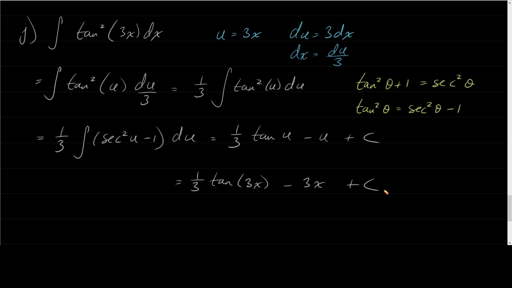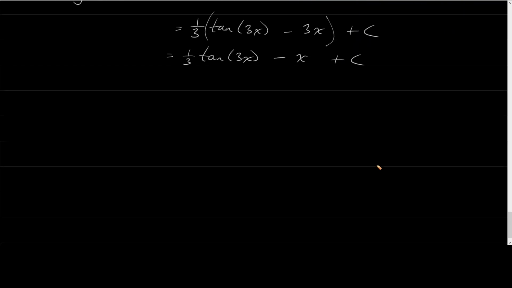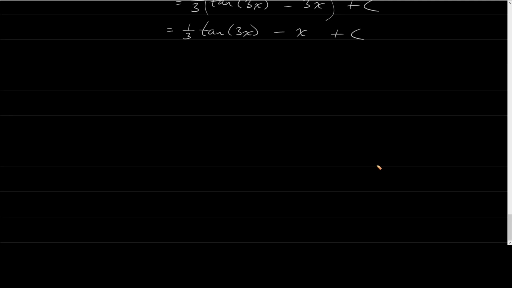Oh, look at that. This 1/3 should be multiplying everything here. So I really should have the multiplying everything there. So when I do that, I end up with 1/3 tangent of 3x minus x plus c. There we go. Much better. It's way better when it's correct. All right, so that's the final answer. And that was J. So next one, K.